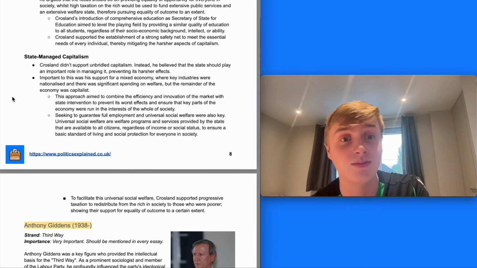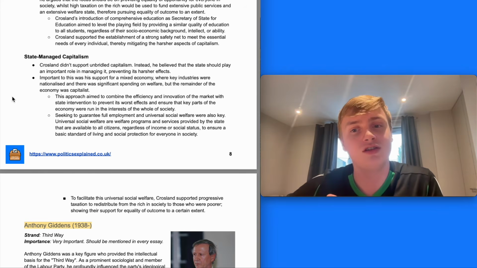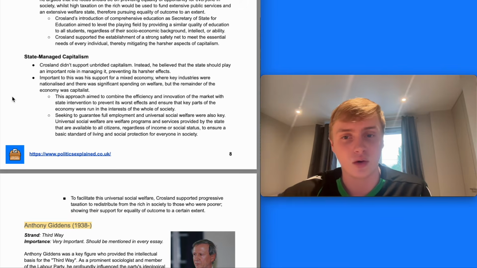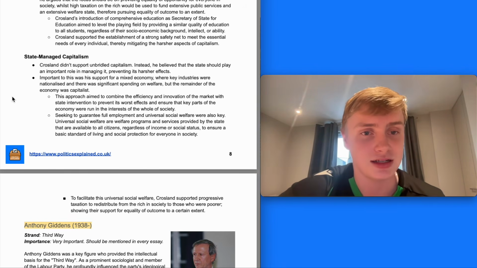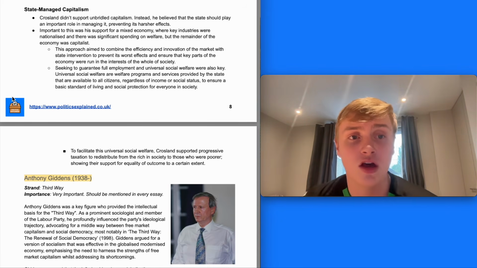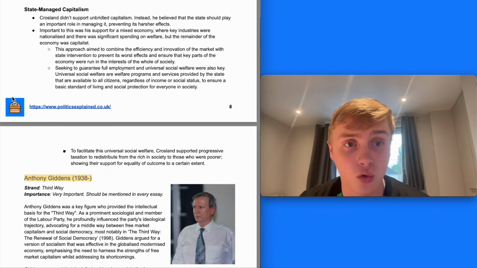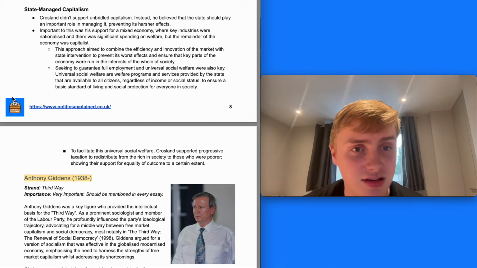There's also significant spending on welfare to pursue equality of opportunity and provide a basic safety net, but the remainder of the economy is capitalist. That's why it's mixed. It has these key state-run industries, and the rest is capitalist. And this aims to combine the efficiency and innovation of the market with state intervention to prevent the worst effects of capitalism and ensure that key parts of the economy are run in the interests of the whole of society.